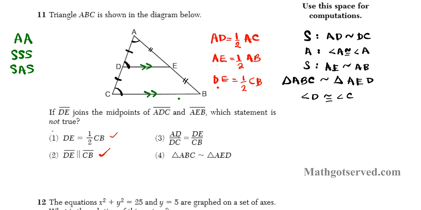All right, let's move to option 3. Well, if we can jump to 4, ABC is similar to AED. We already concluded that here, so we know that that's correct. So using the method of elimination, we can easily conclude that this is the answer. Well, let's show that though.